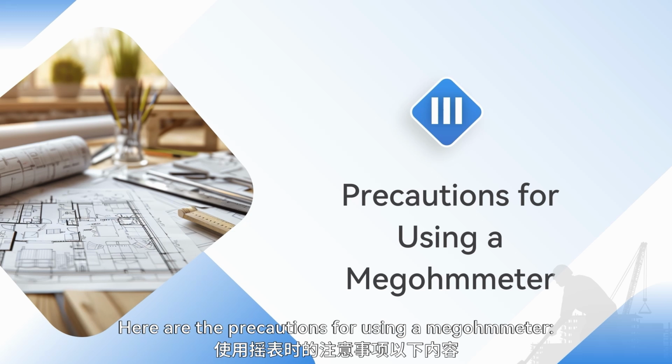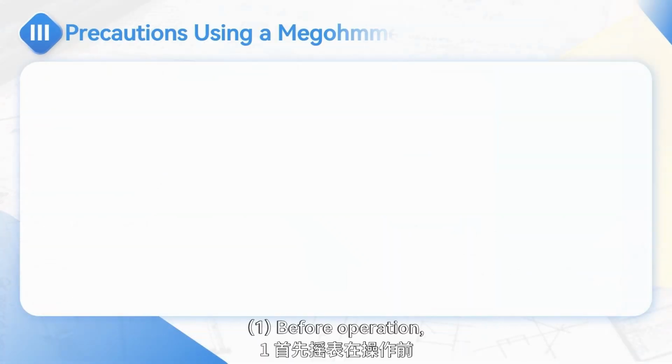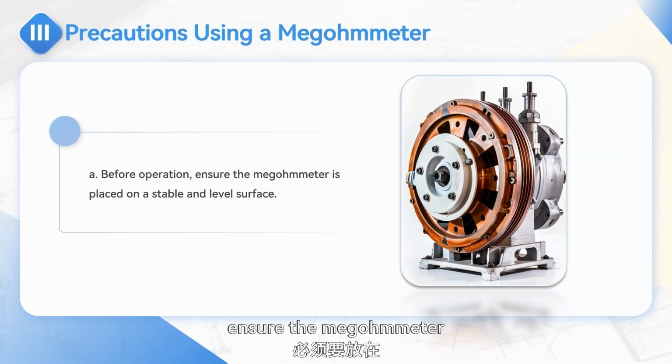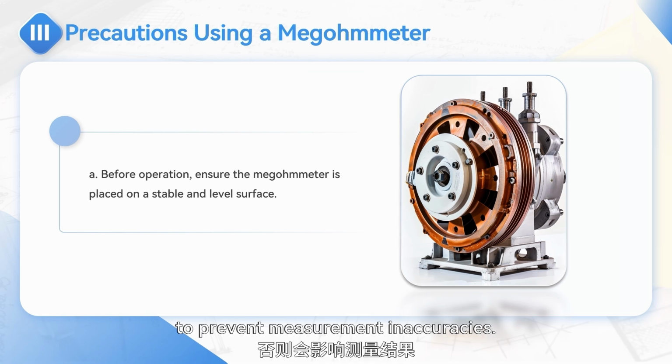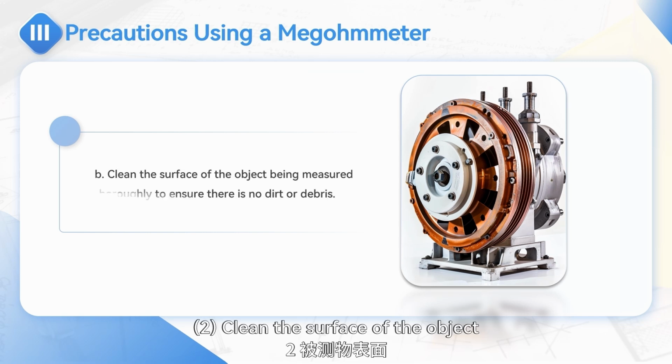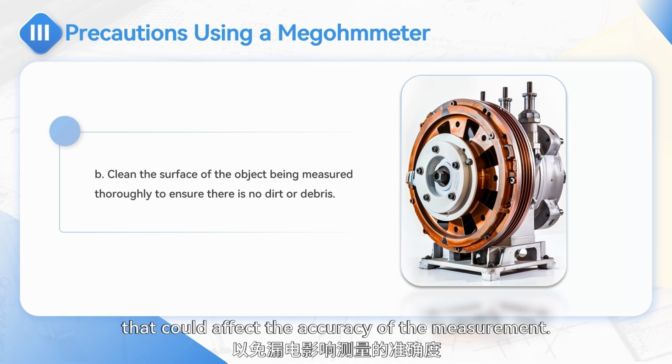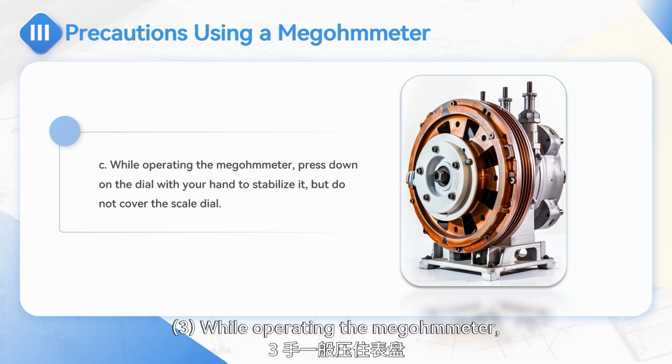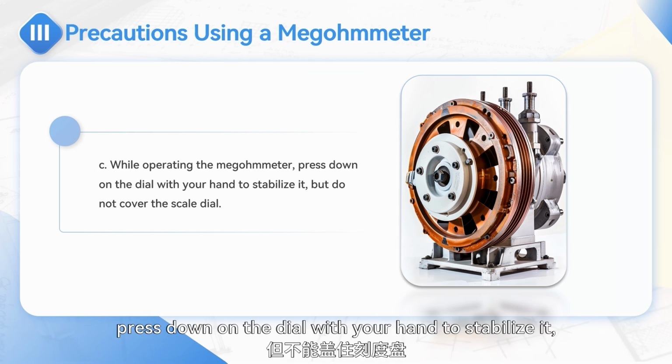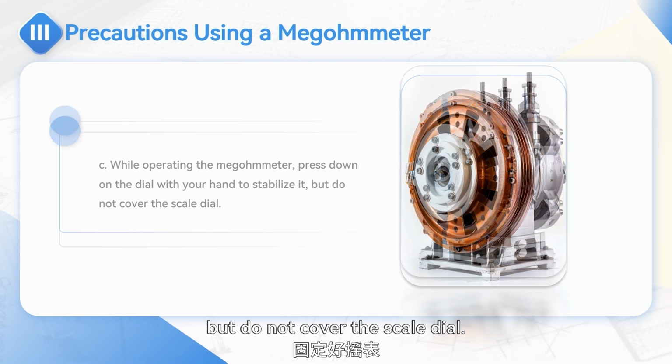Here are the precautions for using a Megohmmeter. 1. Before operation, ensure the Megohmmeter is placed on a stable and level surface to prevent measurement inaccuracies. 2. Clean the surface of the object being measured thoroughly to ensure there is no dirt or debris that could affect the accuracy of the measurement. 3. While operating the Megohmmeter, press down on the dial with your hand to stabilize it, but do not cover the scale dial.